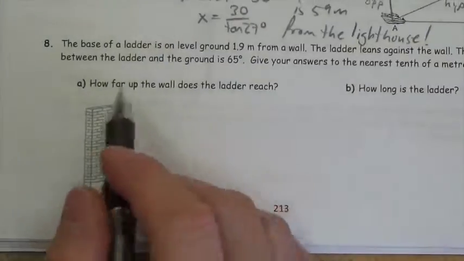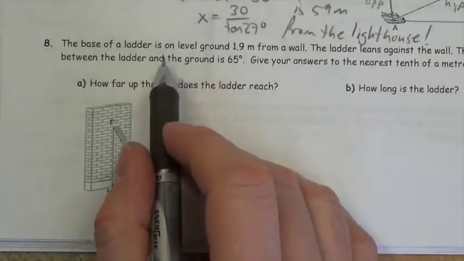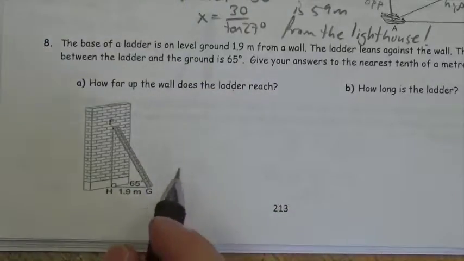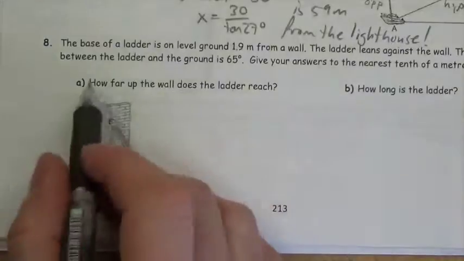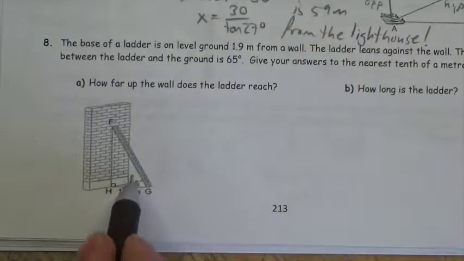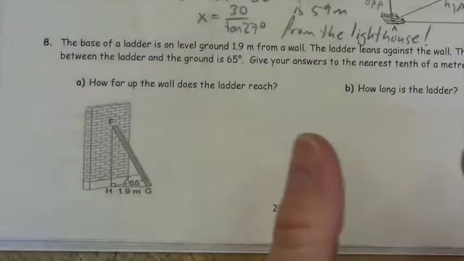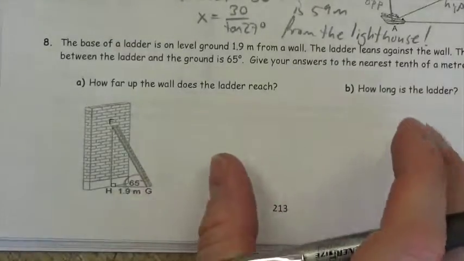Okay, now in this question we read that the base of a ladder is on level ground and is 1.9 meters from the wall. The ladder leans against the wall, and the angle between the ladder and the ground, so that's down here, is going to be 65 degrees. So there's a couple of questions they're asking us here. We're going to have to figure out both of them.